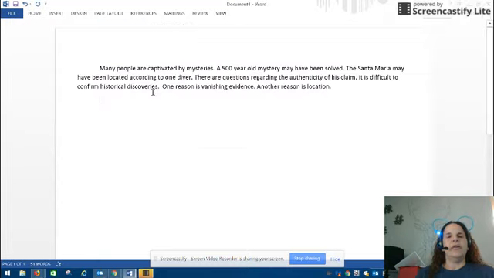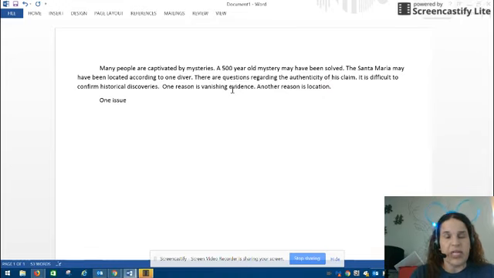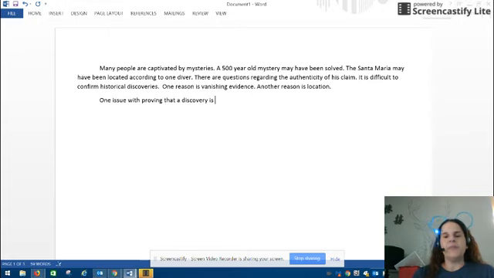Remember, I'm going to indent because it's a new paragraph. One issue is that I don't want to repeat it exactly. It's going to get kind of boring if I start my body paragraph with "it's difficult to confirm historical discoveries," and then again the next one, "another reason why it's difficult to confirm historical discoveries." That's a little repetitive and boring. So let's try to mix it up a little bit. One issue with proving that a discovery is historical is vanishing evidence.